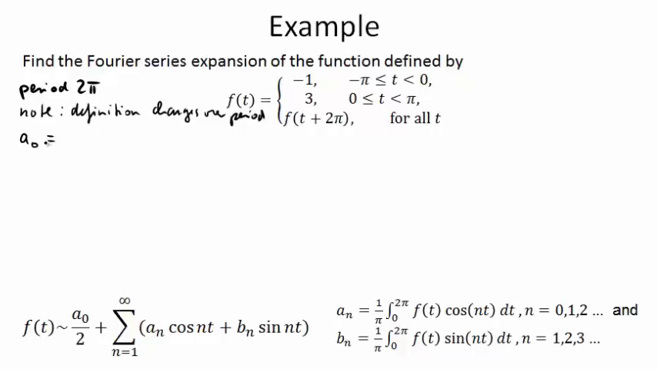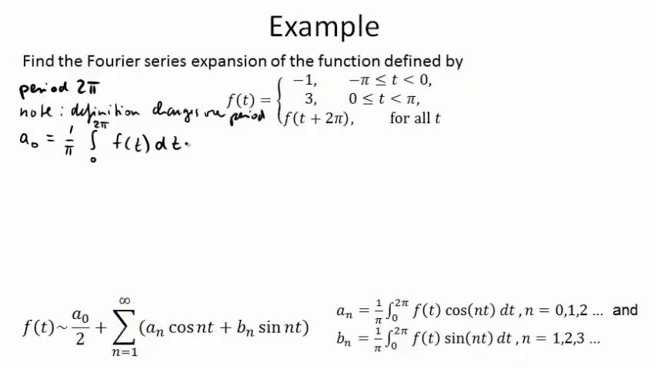Now a0, we could use this definition, is 1 over pi. We need the integral from 0 to 2 pi of f of t cos nt dt, but because we're looking at a0, n is equal to 0, that means we've actually got cos of 0, which is 1. So I might as well already replace that to make this integral simpler.